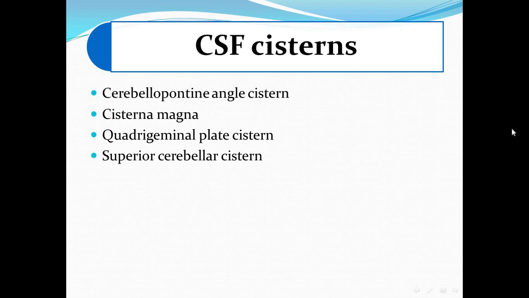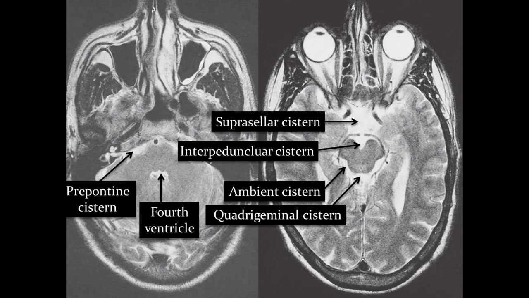The CSF cisterns that surround the cerebellum, we already talked about some of them. I think you still remember these. We talked about the cisterna magna, right? We said that this is the largest CSF cistern. And then the quadrigeminal plate cistern. Here we add the cerebellopontine angle cistern. This cistern lies at the cerebellopontine angle, the angle between the cerebellum and the pons. And the superior cerebellar cistern, this cistern lies above the cerebellum.